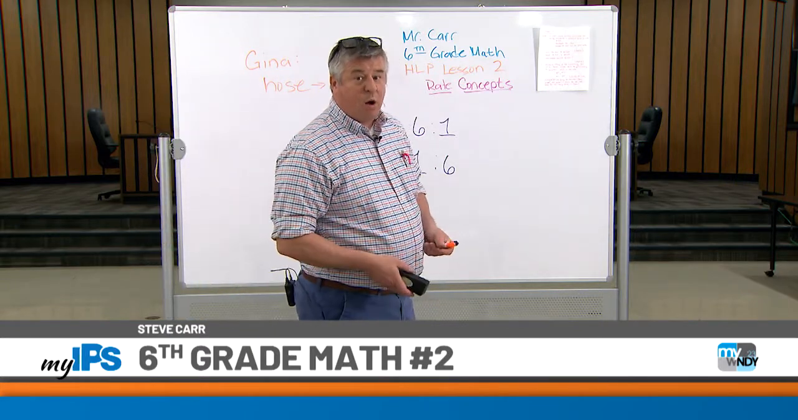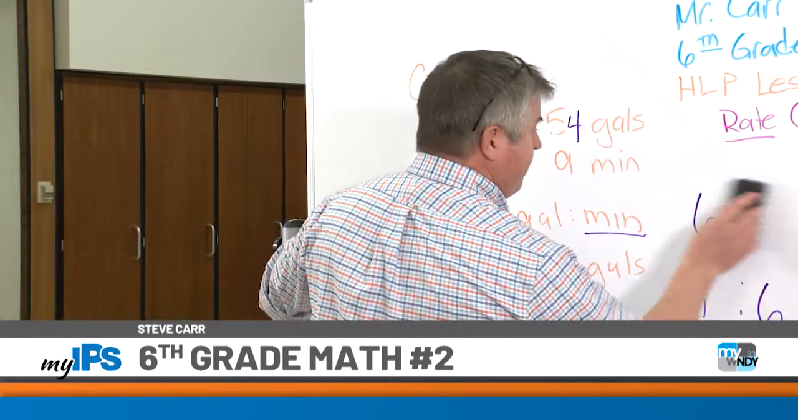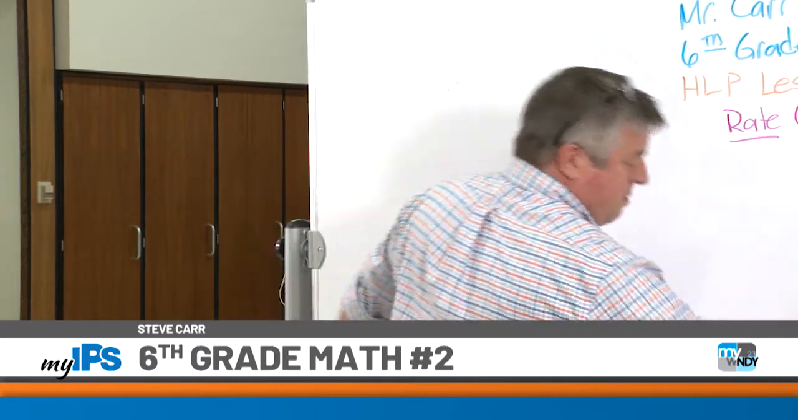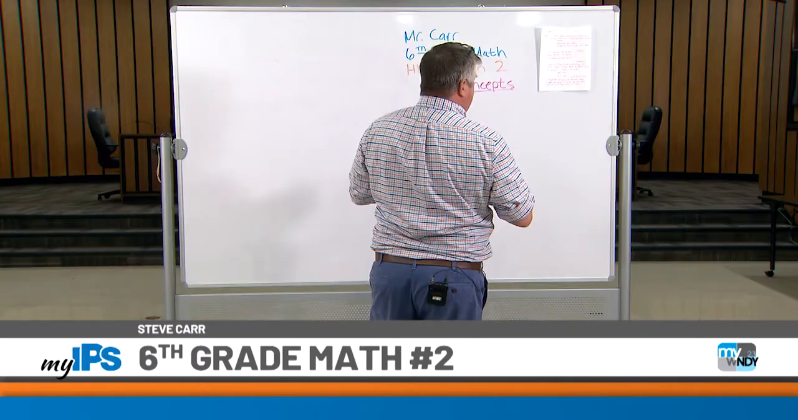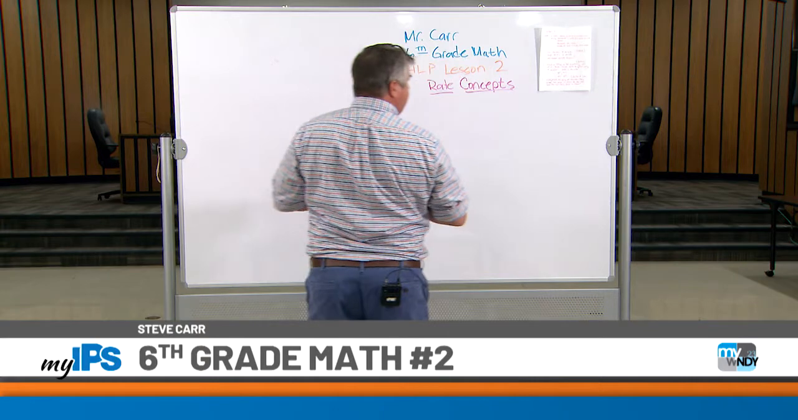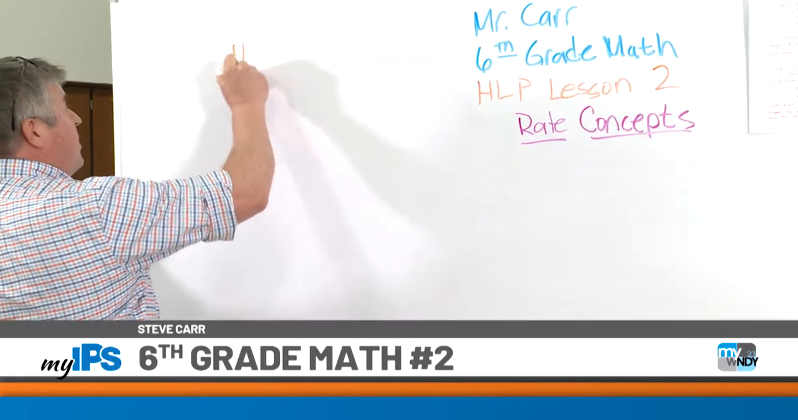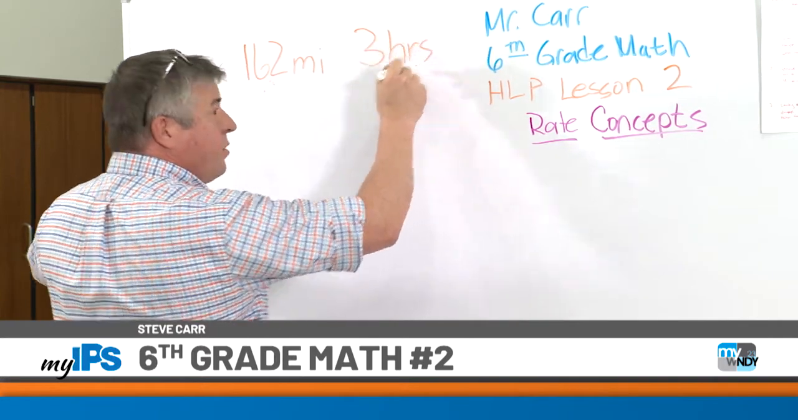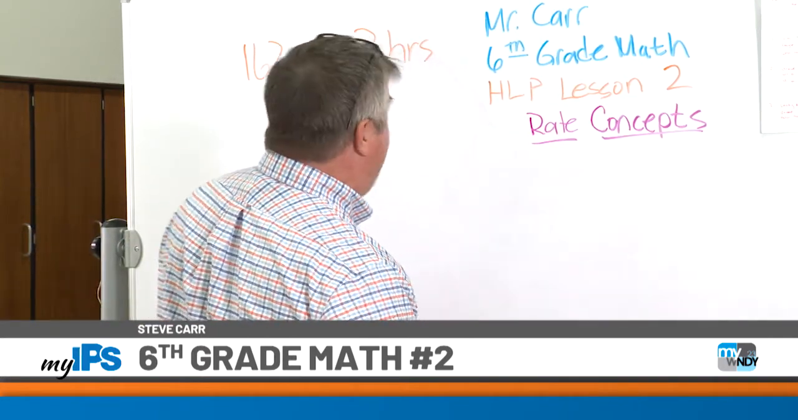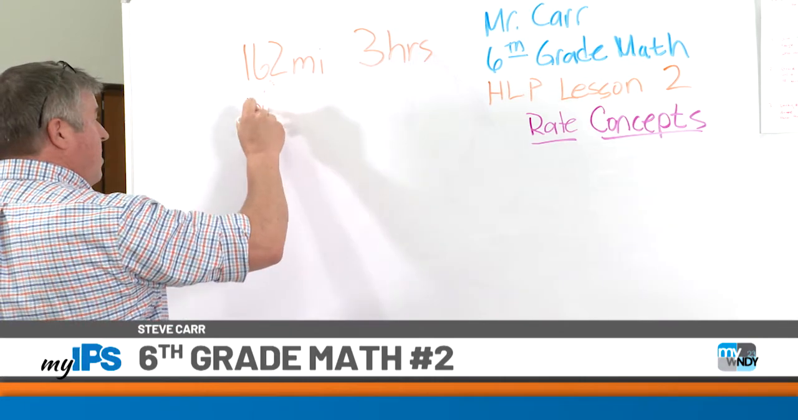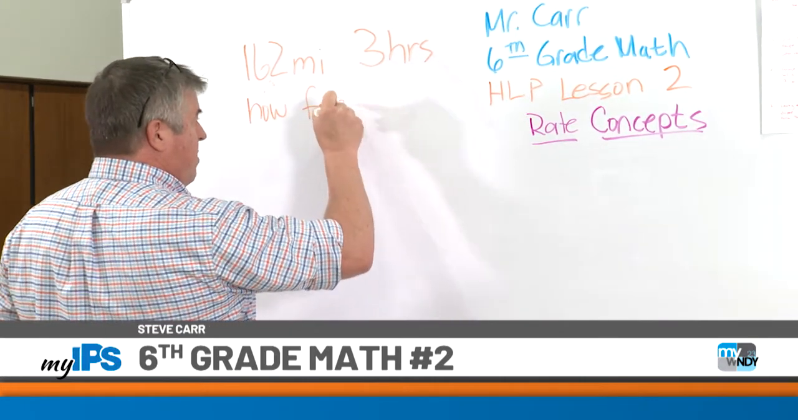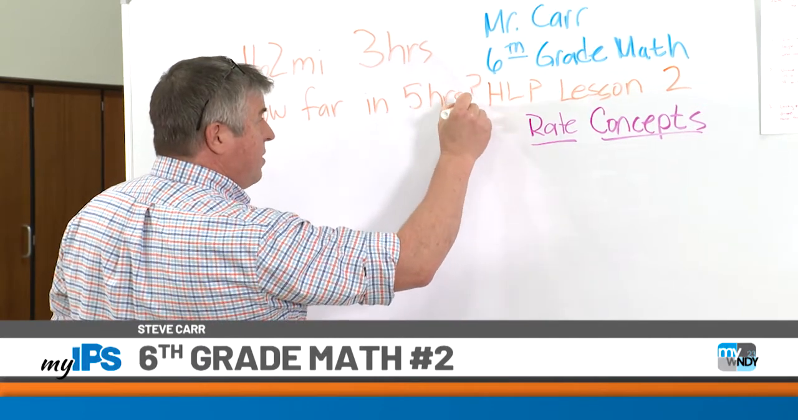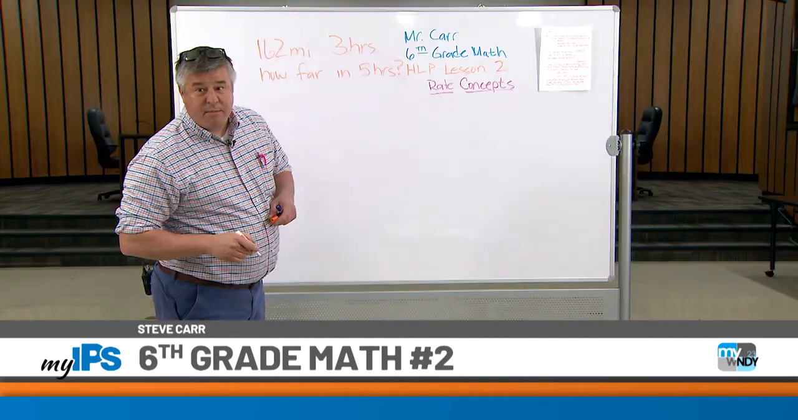Let's do one more. We're going to use something called a double number line. Lucky and Dot are going on vacation. They drive 162 miles. It takes them 3 hours. How far can they drive in 5 hours at the same rate?